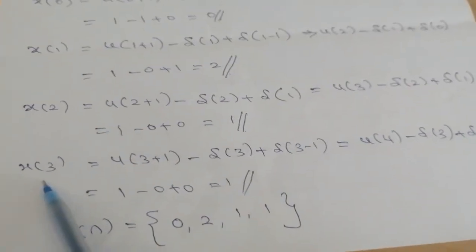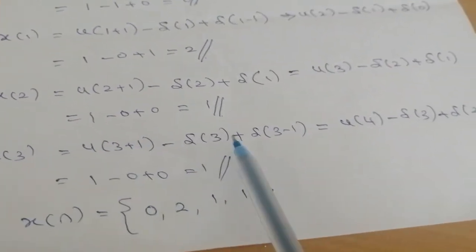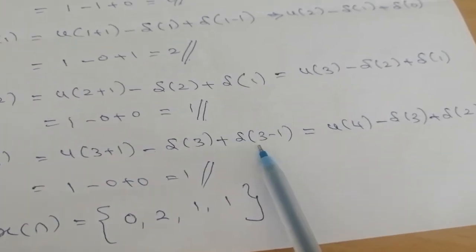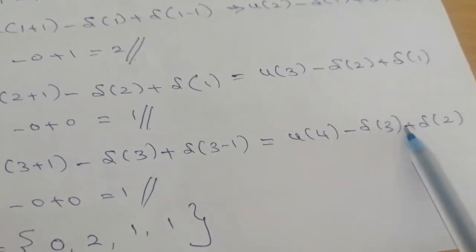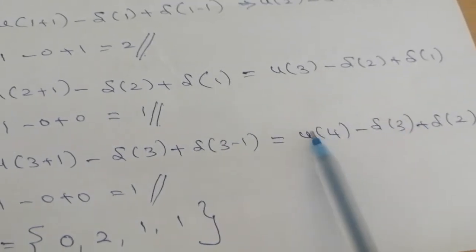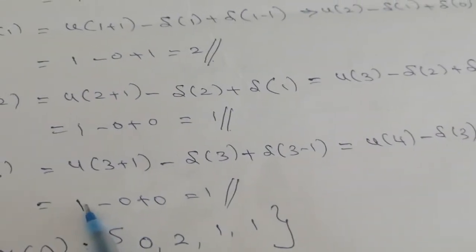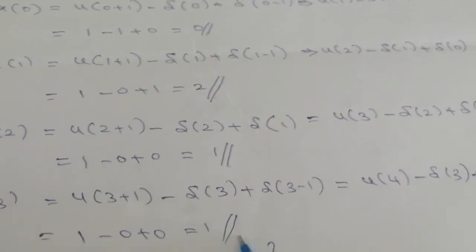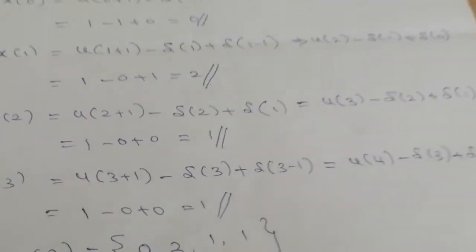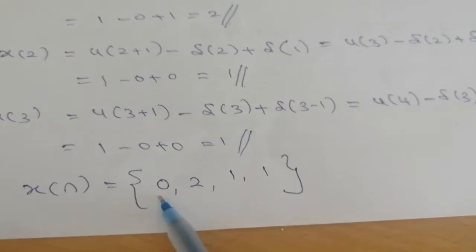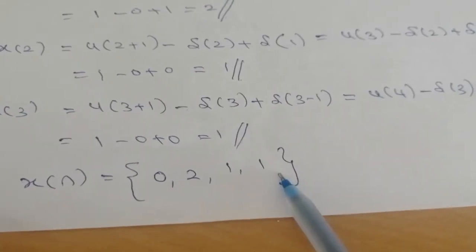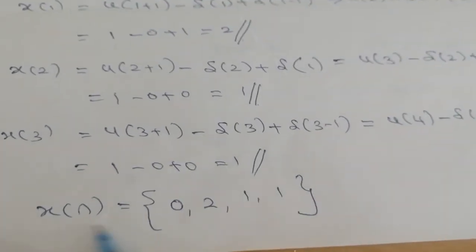Then x of 3. Substitute n equal to 3: u of 4 minus del of 3 plus del of 2. The impulse function has a positive argument, so that value is 0. Then u of 4 becomes 1, so the answer is 1. After substituting all small n values from 0 to 3, we get x of n equal to 0, 2, 1, 1. So this is our required input.